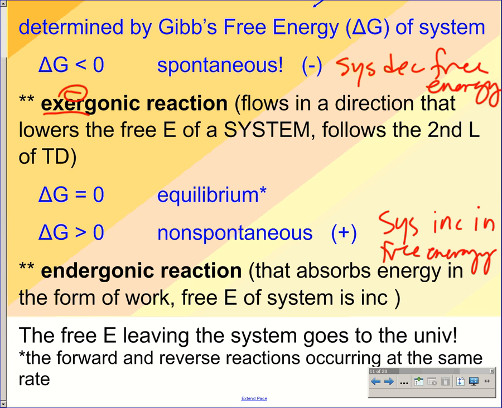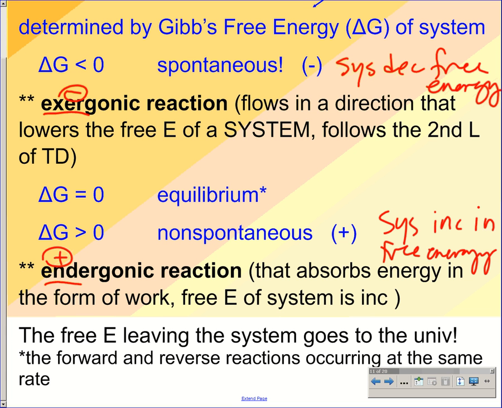The universe. So that means the universe is decreasing in free energy. That is not a good thing. The universe needs to be always increasing in free energy, or just energy in general. So if the system is increasing, that means the universe is decreasing, so it's going to be non-spontaneous. A positive number means endergonic, which is kind of like endothermic, you're adding it. Remember that endergonic just means that the free energy of the system is increasing, but the universe is decreasing, so it's actually not a good thing for our reactions to occur.